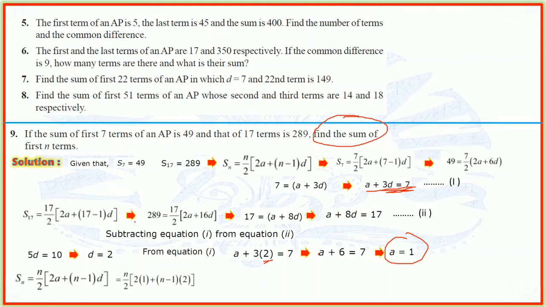So n by 2, 2 into a, 2a is what? a is 1, plus n minus 1 into d, d is 2. So n by 2, 2 into 1, 2, plus 2n minus 2. So this 2 and this 2 cancel. Later on this 2 and this 2 will also be cancelled. So we will have n square. So n by 2 into this 2n, this 2 and 2 gone. So n into n is equal to n square, which is the final sum of n terms for this question number 9.